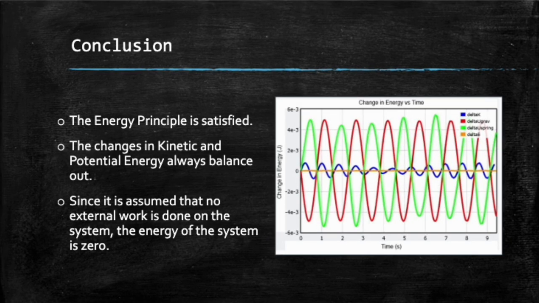Next up, we have our conclusion. In conclusion, the energy principle was satisfied as the changes in kinetic and potential energy balanced out, confirming that the total energy of the system remained 0 when no external work was assumed. This experiment effectively demonstrates how theoretical models and principles and physical observations can align, further validating Newton's second law and the energy principle.